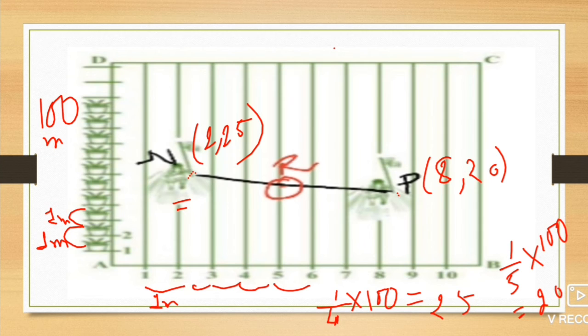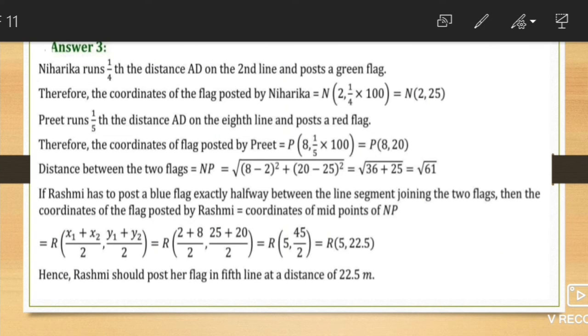Okay, so let's check the solution. Niharika runs 1/4 the distance of AD on the second line and posts a green flag. As you can see, they have evaluated the coordinate of Niharika, which is 2,25, and Preet's is 8,20. So the distance, using the distance formula, will be root 61.